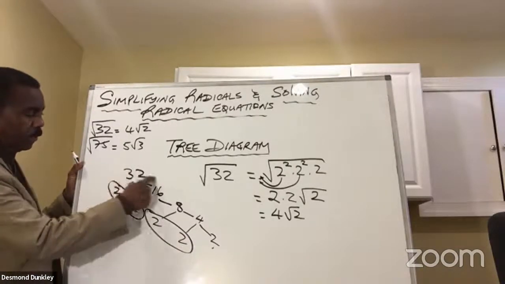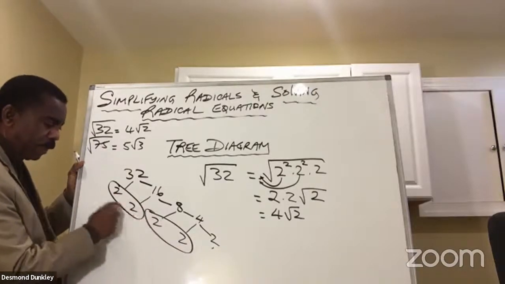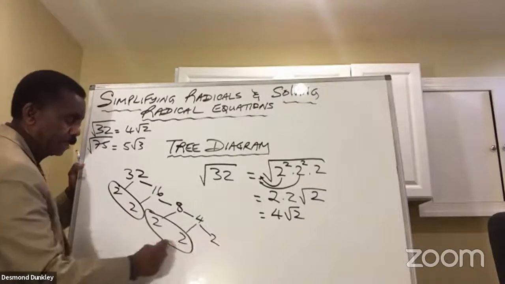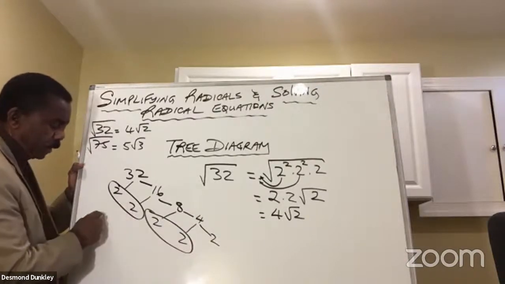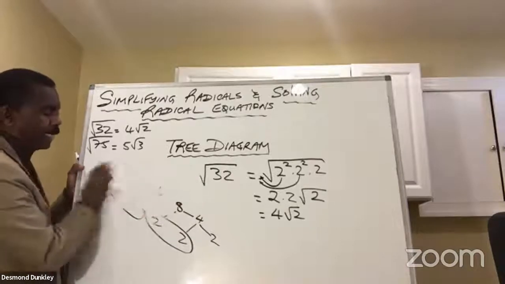What did we do? We broke down 32 until we couldn't break it down any further. And then we got our pairs. This is single, so this stays inside. 1 comes out, 1 comes out. 2 times 2 gives us the 4. Let's try 75.